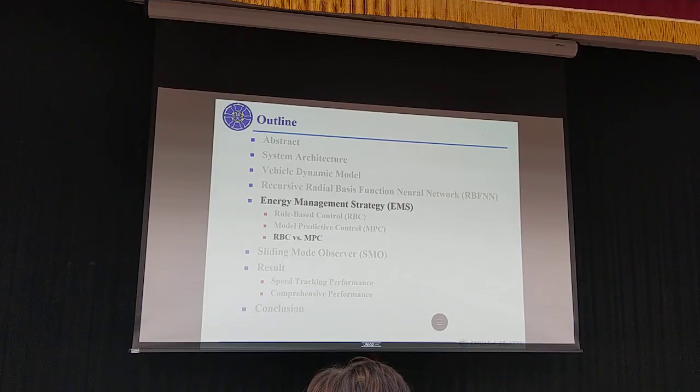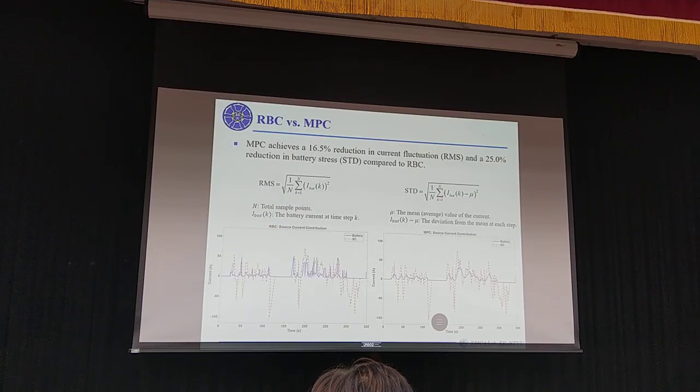Now let's compare the performance of RBC and MPC. Look at the power distribution chart. In the RBC result on the left, the battery power fluctuates, trying to follow the demand perfectly. However, in the MPC result on the right, you can see the battery output is much smoother. This is because the MPC used its predictive horizon to shift the peaks, and the supercapacitor handled the sudden changes more intelligently.